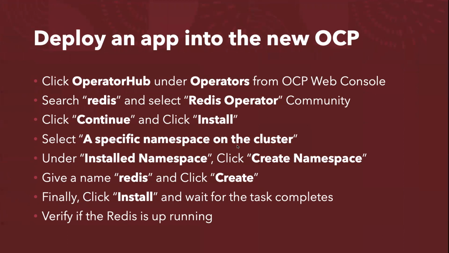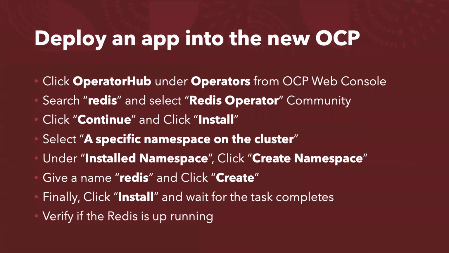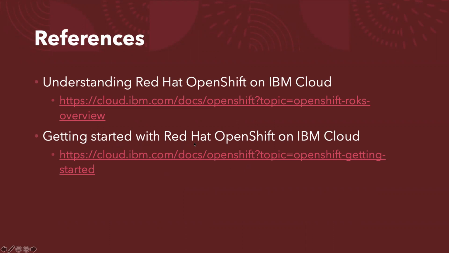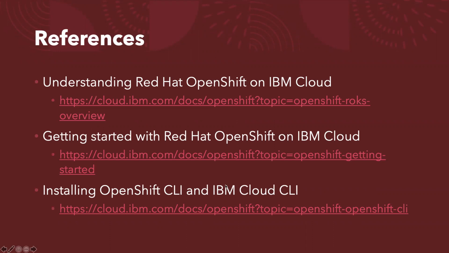With that, let me come back to my slide deck here. A few links to show you where to get more details. First of all, if you're new to Red Hat OpenShift, there is some documentation here on how to understand Red Hat OpenShift on IBM Cloud, and there is a getting started menu as well. As I mentioned earlier, you need to install the OpenShift CLI and also the IBM Cloud CLI. Here is a link to show you how to install the CLI. That's pretty much all I want to cover for today.